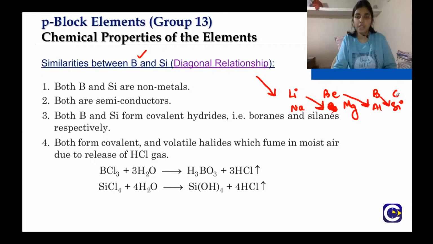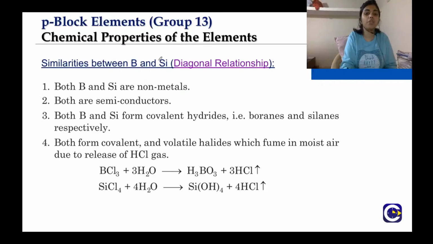Due to their similar size, they show some properties which are similar to each other, some chemical properties or physical properties. So let us see what are the properties which are common to boron and silicon. First, both of them are non-metals. Both of them are semiconductors in nature. Boron and silicon form covalent hydrides.